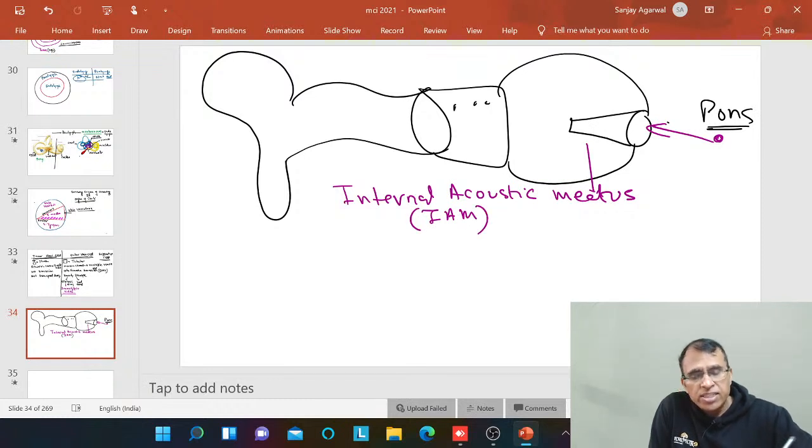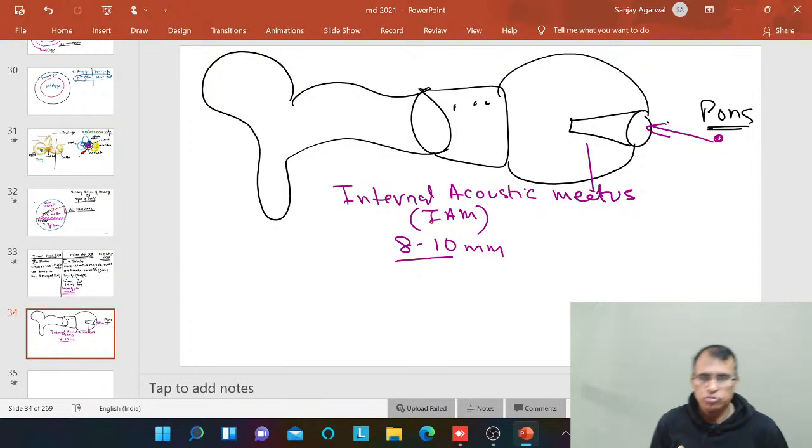If they ask you the length of the external canal, which is 24, they can ask you the length of this canal, it is 8 to 10 millimeters. And what is the function? The nerves travel through this. I told you nerves. It is not only one nerve, there are other nerves also, we'll discuss this. Okay. So this is about internal acoustic meatus that you have to know.